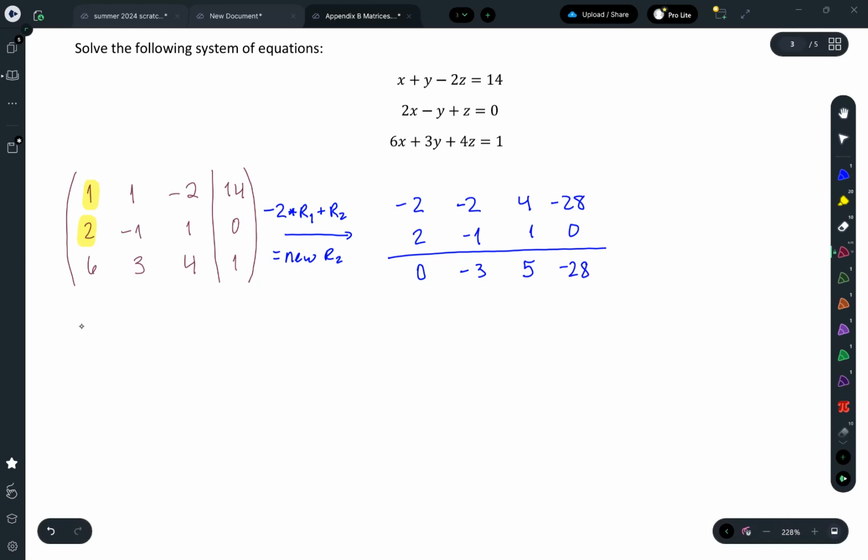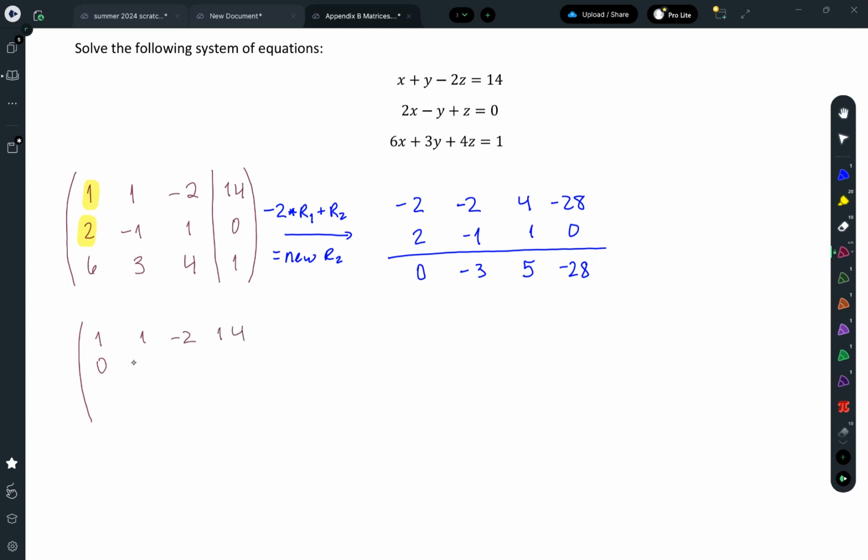So when I write out my matrix the next time, I have the same row 1 as before, 1, 1, -2, 14. But row 2 is now 0, -3, 5, -28. Row 3 remains the same, 6, 3, 4, 1. Put your equal bar in, and now we have our new matrix. So all I did was eliminate x in the second equation when I did this.